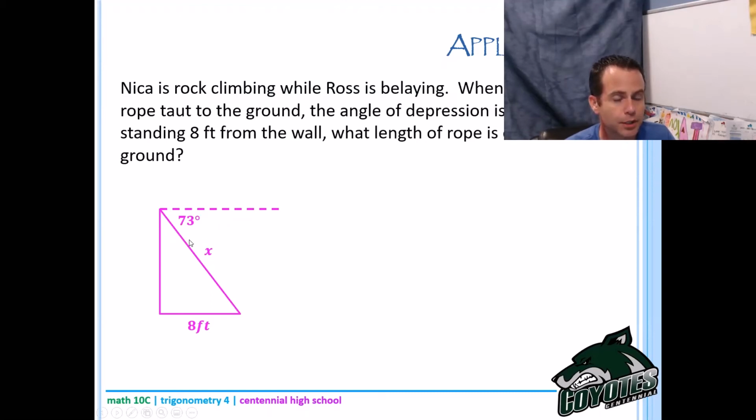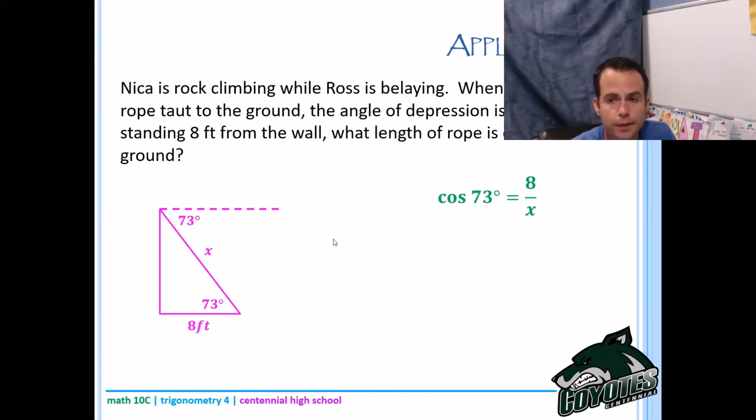of depression. Now, if I have the angle of depression, I also have the angle of elevation. So I'm going to put a 73 there as well. And now it's easy to solve for this length. I know that the 8, given this angle here, is adjacent, and the x right now is my hypotenuse.